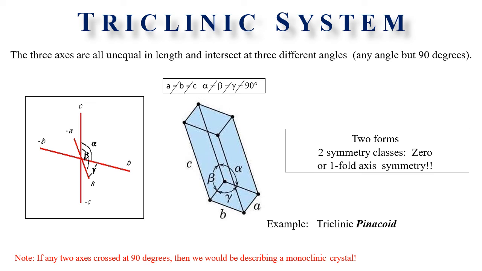The angle between the positive ends of C and B is called alpha, that between A and C is called beta, and that between A and B is called gamma.